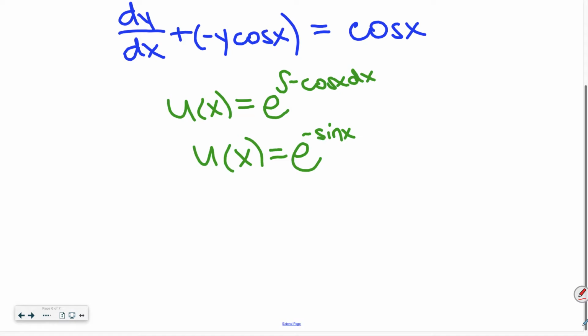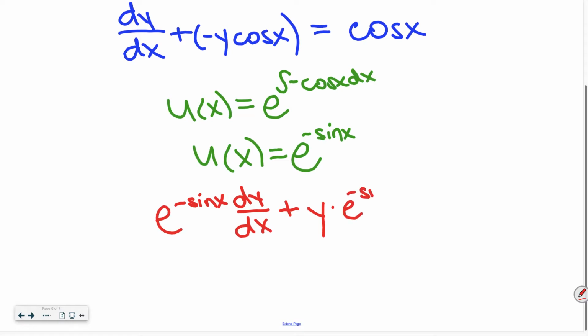Okay, what do we do with our integrating factor? Multiply to both sides. So we have e to the negative sine of x dy dx plus y times e to the negative sine of x times negative cosine of x equals e to the negative sine of x times cosine of x.